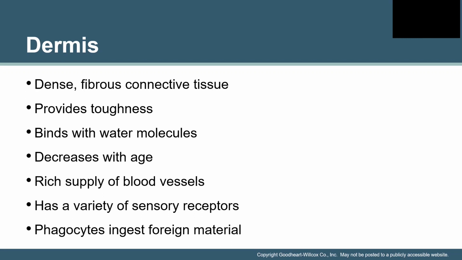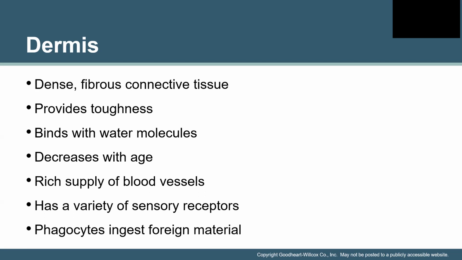The collagen fibers, like I mentioned, provide toughness, but they will also bind with water molecules to help keep the skin moist. Elastic fibers help skin look young without wrinkles or sagging. During the normal course of aging, the number of collagen and elastic fibers in the dermis will decrease.